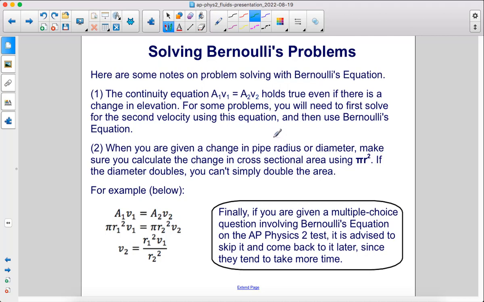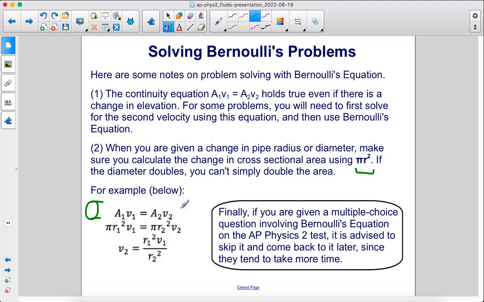For some problems, you will need to first solve for the second velocity using this equation and then use Bernoulli's equation. Number 2, when you are given a change in pipe radius or diameter, make sure you calculate the change in cross-sectional area using pi r squared. If the diameter doubles, you cannot simply double the area. For example, you can see here that r is squared in this equation because the cross-sectional area of a pipe is a circle. You need to use pi r squared.